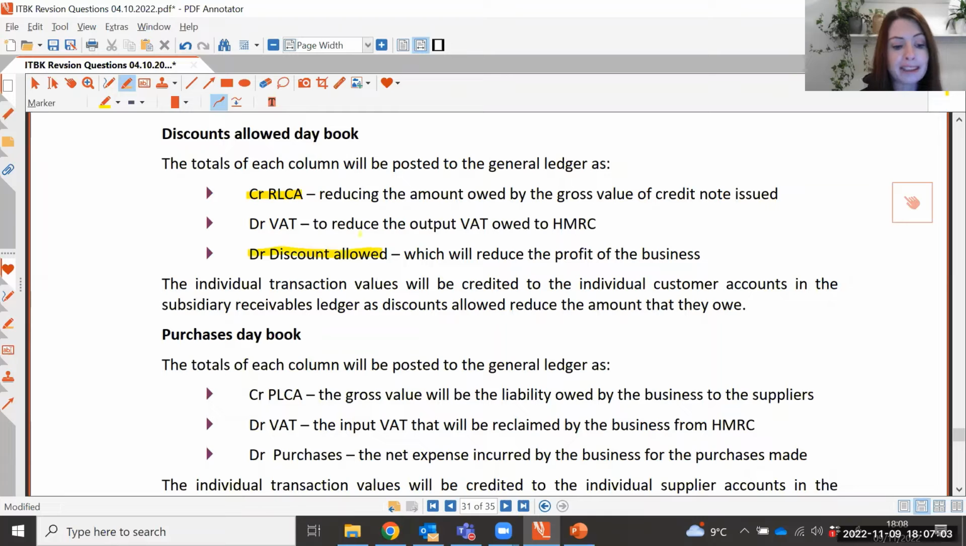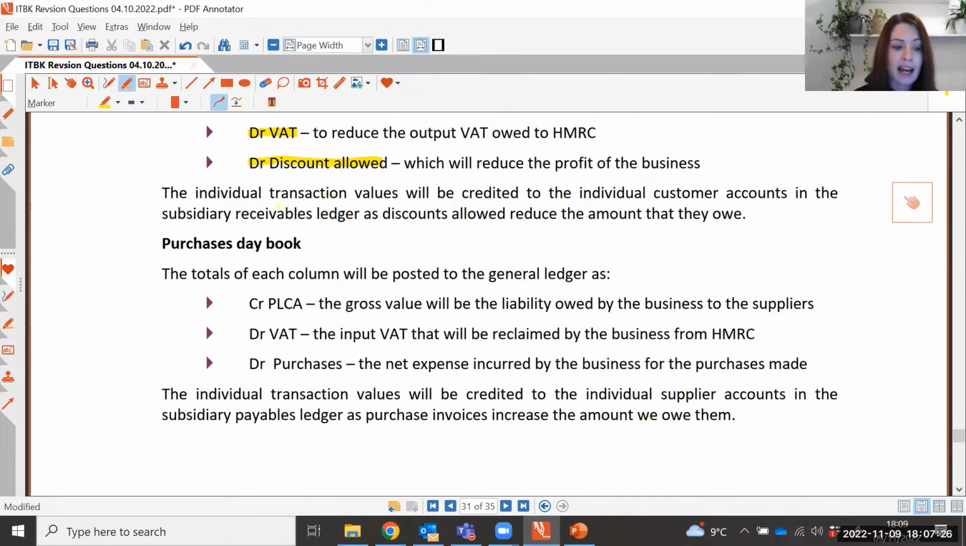We would debit the discounts allowed account because it is an expense account. So it's increasing the expense, therefore we debit it. And then we also need to debit the VAT account because it's going to reduce the amount of output VAT that we need to pay over to HMRC. It's going to reduce that VAT liability. And again, this will also need to be replicated within the subsidiary ledger as well.